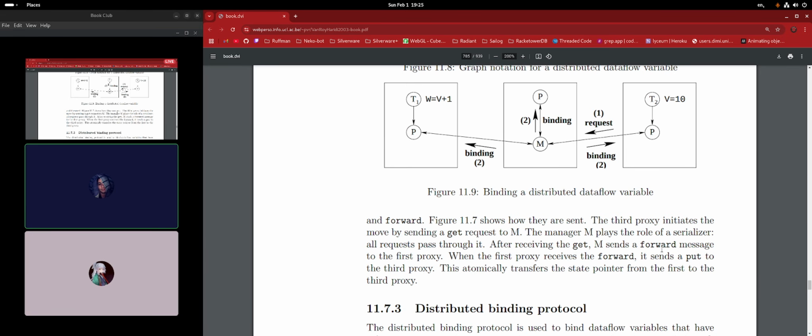Okay, so that figure explains that. The third proxy initiates the move by sending a GET request to M. The manager M plays the role of a serializer. All requests pass through it after receiving the GET.